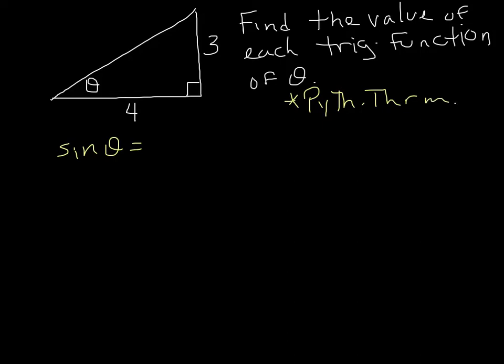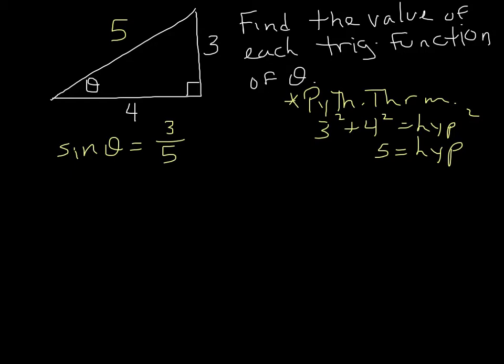So the Pythagorean theorem says 3 squared plus 4 squared would give me that hypotenuse squared. And if we solve that, we're going to get the hypotenuse equal to 5. So now I can find sine of theta, which says take the opposite, which is 3, over the hypotenuse, which is 5. The cosine of theta is the adjacent leg, which is 4, over the hypotenuse, which is not 4, but rather 5.